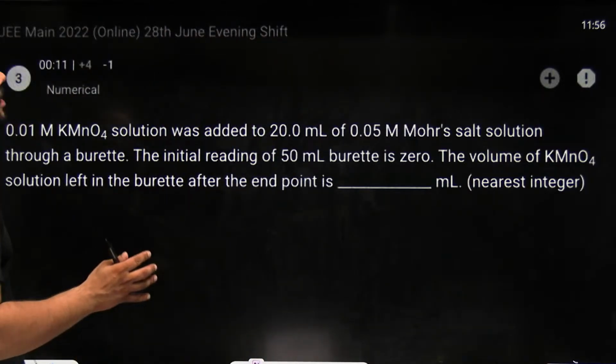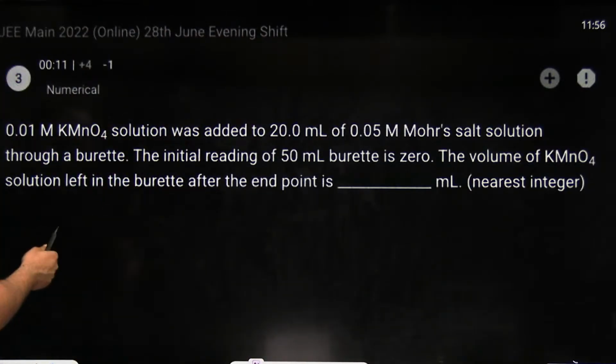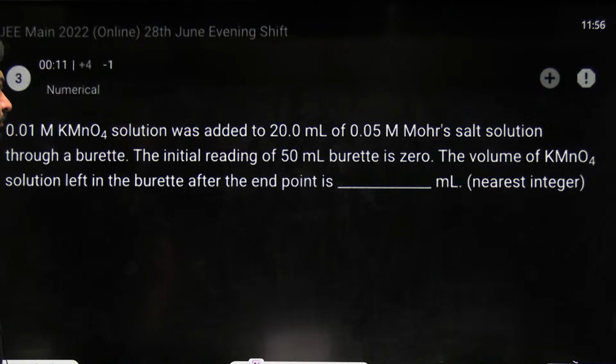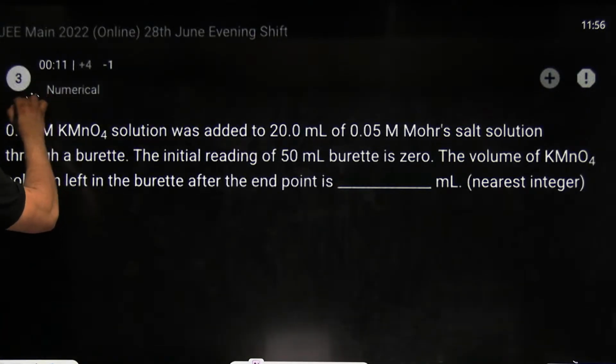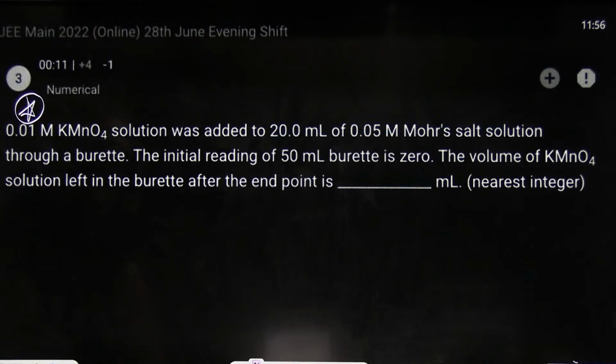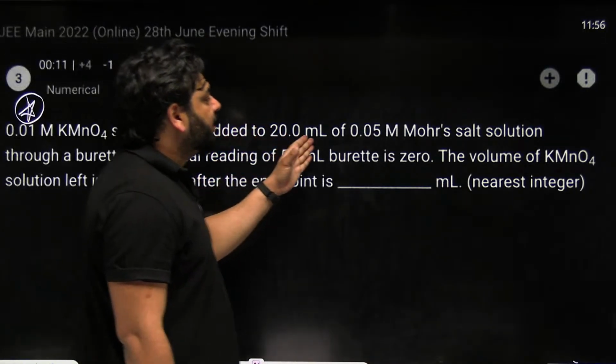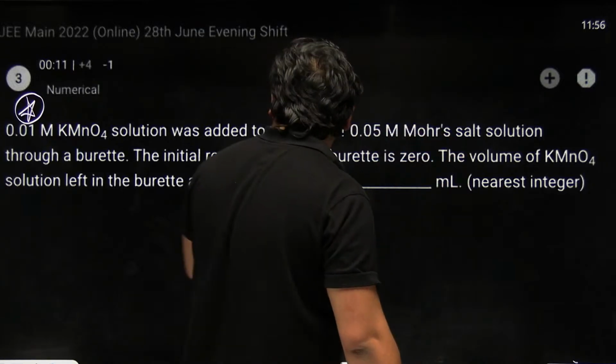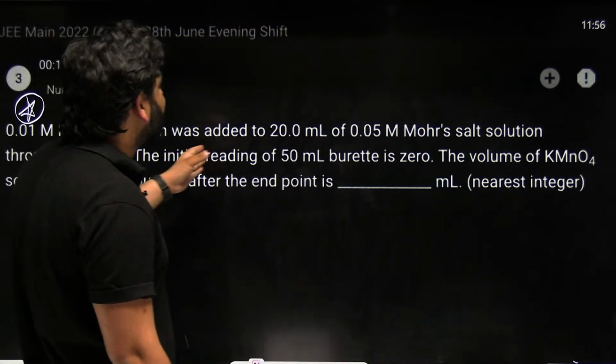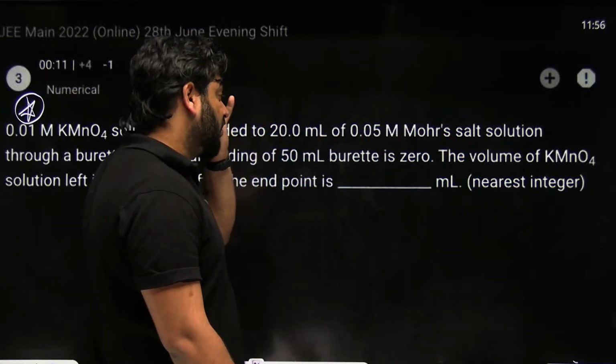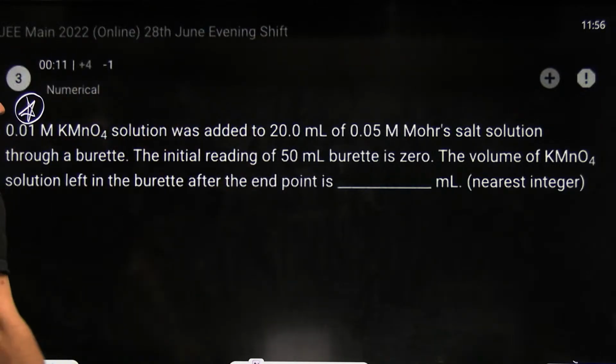A similar kind of question, but it seemed like an acid-base numerical to me. No, it's a redox numerical here. 0.01 molar KMnO4 solution was added through a burette to 20 milliliters of 0.05 molar Mohr's salt solution. The initial reading was 50 ml in the burette. Okay, we'll solve it.